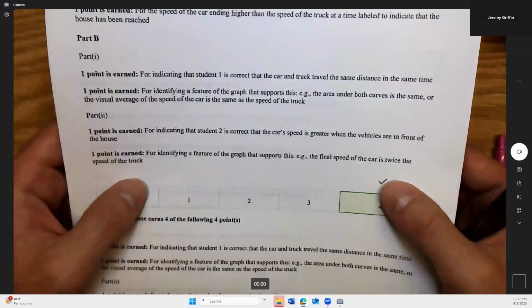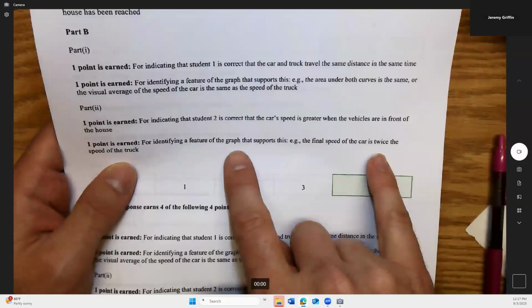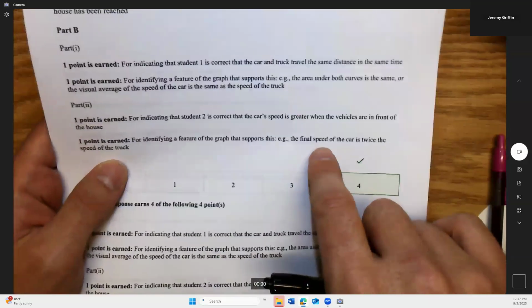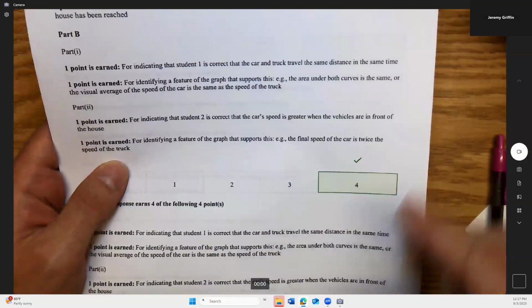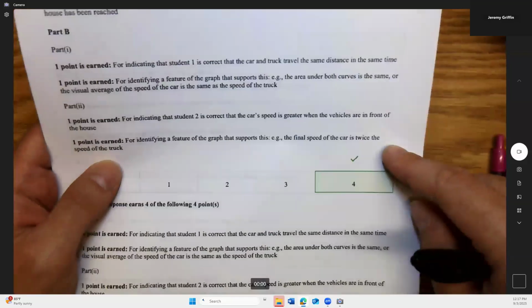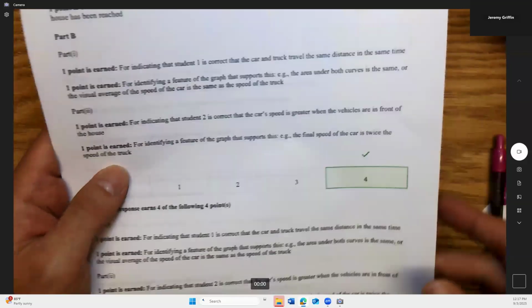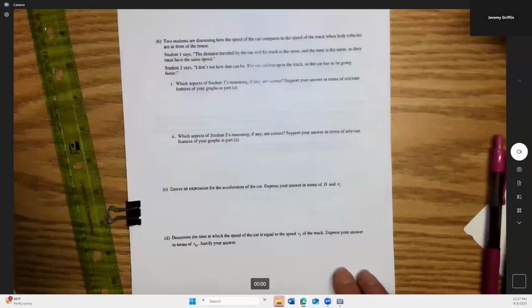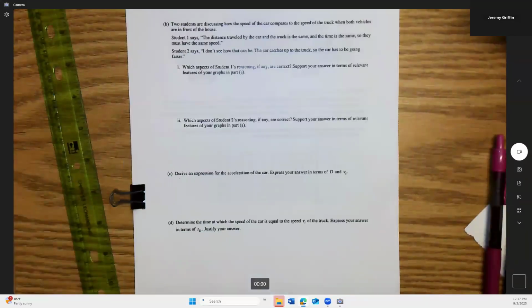Second point, for identifying a feature of the graph that supports this, well, we're talking about coordinates. So the fact that you're ending with a greater coordinate for the car compared to the truck. So I would just point that out. What about that? Derive an expression.